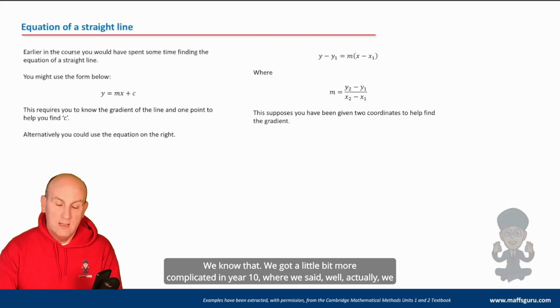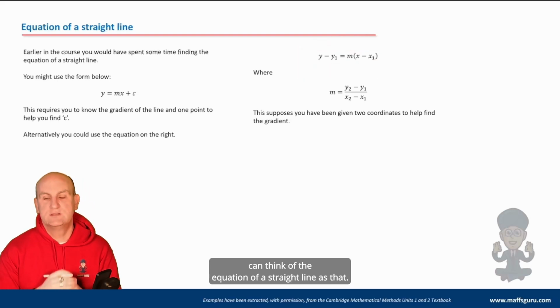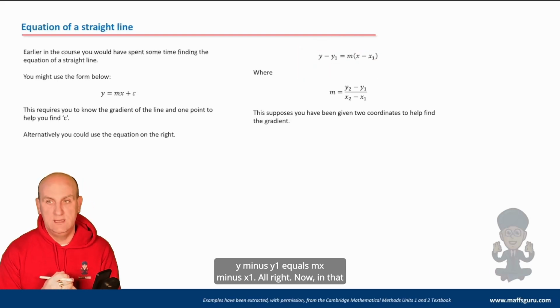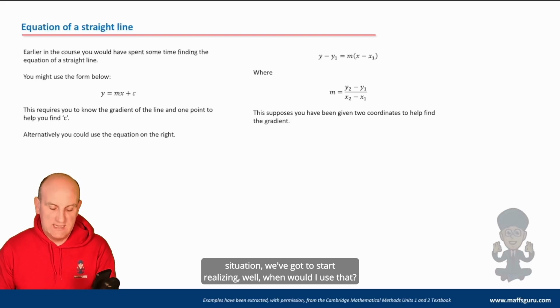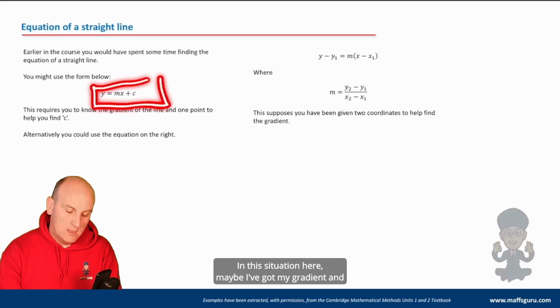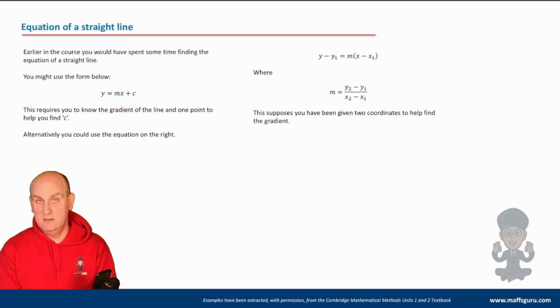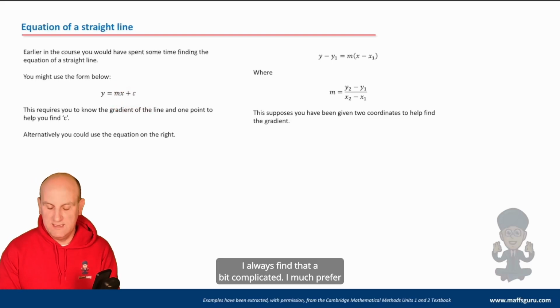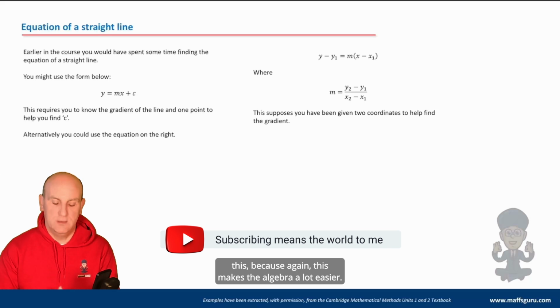We know that. We got a little bit more complicated in year 10, where we said, well, actually, we can think of the equation of a straight line as y minus y1 equals m(x minus x1). Now in that situation, we've got to realize when would I use that? Maybe I've got my gradient and I've got my point and I'm trying to find my intercept. I always find that a bit complicated. I much prefer this because this makes the algebra a lot easier.